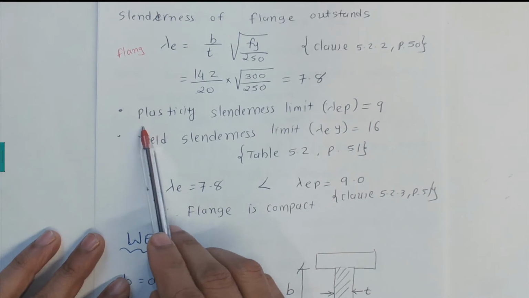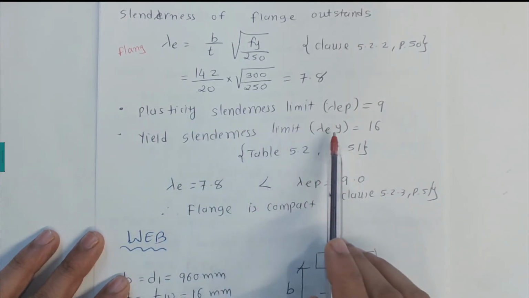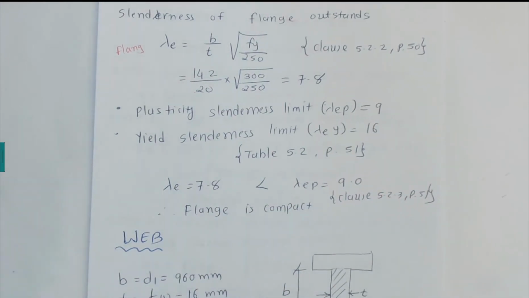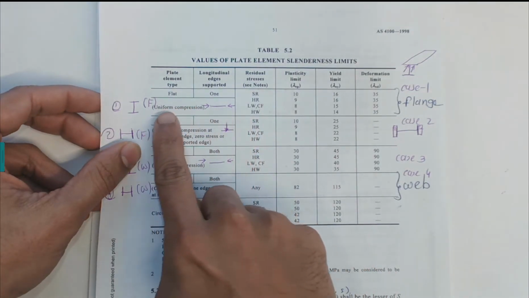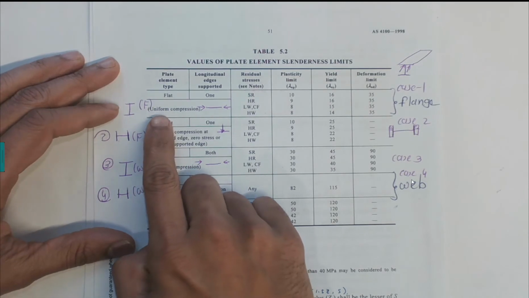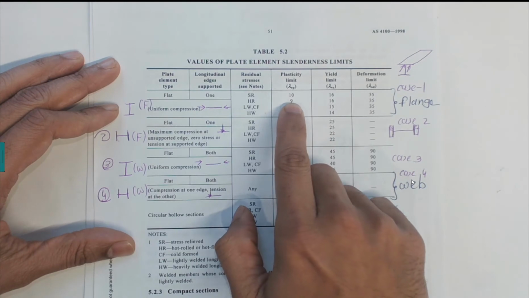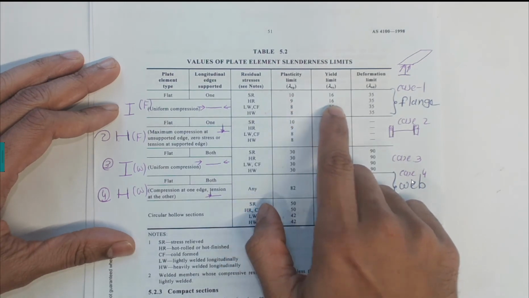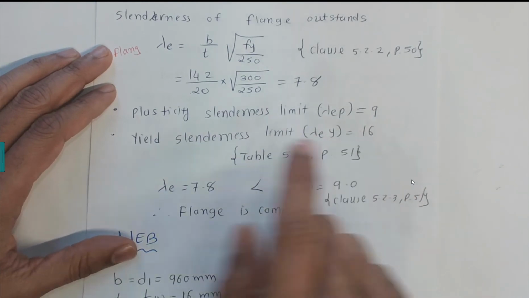Now we need to work out lambda ep and lambda ey, the plasticity limit and the yield limit, same as in the last example. For the case of the flange, we are using Table 5.2 on page number 51. We have uniform compression, hot rolled sections. So for the flange, under uniform compression hot rolled sections, lambda ep is equal to 9 and lambda ey is equal to 16.